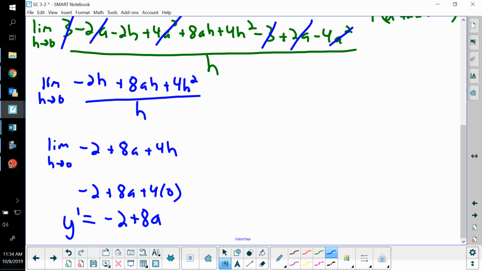Remember, this is a function that represents our slope at every possible point in y. So if we wanted to know the slope at x equals 2, you put in 2 for a, and we'd get back 14. So we know the slope when x equals 2 is 14. So if you don't have them memorized yet, you want to start memorizing your a and h ways, your x approaches a and your h approaches 0 ways, because you will have to have them memorized eventually.